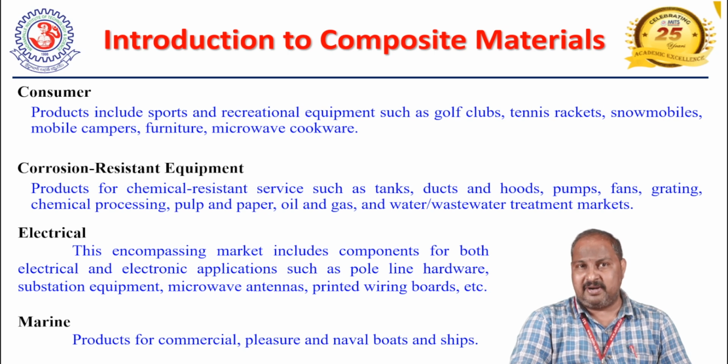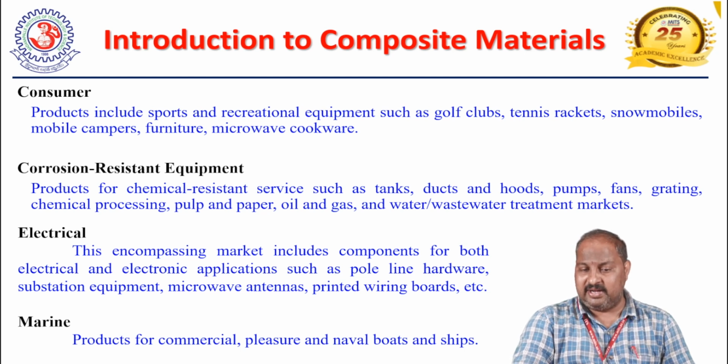Corrosion resistant equipment, especially chemical tanks, or tanks we use in water filters, many chemical processing industries, pulp and paper industries, oil and gas industries, water and waste treatment markets, fans, gratings, pumps, and hoods. These are some of the components used in industries as corrosion resistant equipment. The major point is that polymer composites are inherently corrosion resistant materials. That's why they are widely used for these kinds of applications. Sometimes we even go with ceramic based ones too.